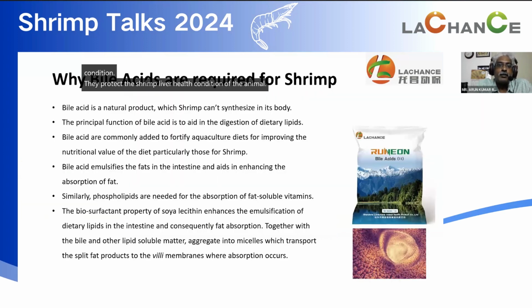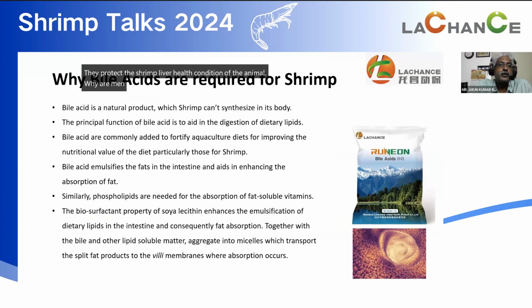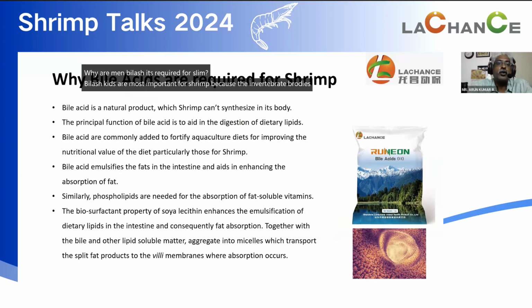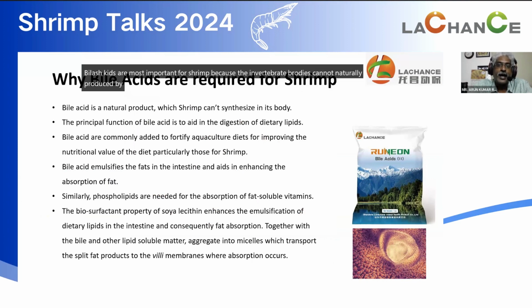Why are bile acids required for shrimp? Bile acids are most important for shrimp because invertebrate bodies cannot naturally produce bile. So for shrimp, it has to be assimilated into the body.